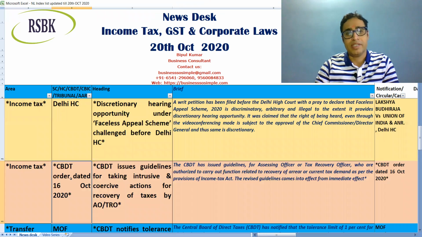Delhi High Court: discretionary hearing opportunity under Faceless Appeal Scheme challenged before Delhi High Court. A writ petition has been filed before the Delhi High Court with a plea to declare that Faceless Appeal Scheme 2020 is discriminatory, arbitrary and illegal to the extent it provides a discretionary hearing opportunity. It was claimed that the right of being heard, even through video conferencing mode, is subject to the approval of the Chief Commissioner or Director General, and the same is discretionary.